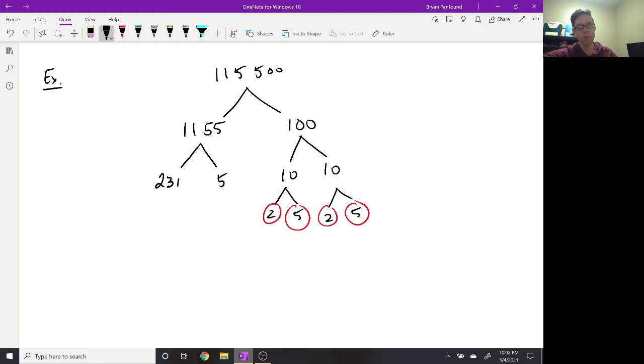Okay, and we get the number 231. So 231 times 5 would be equal to 1,155. I know 5 is a prime number, so I can't really break that one down any further.